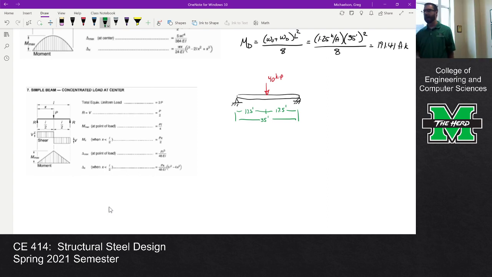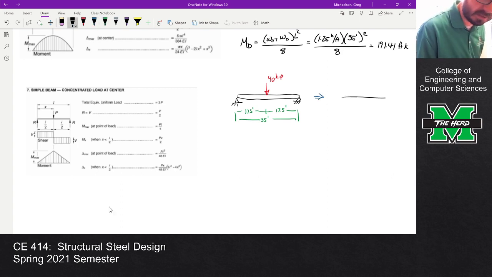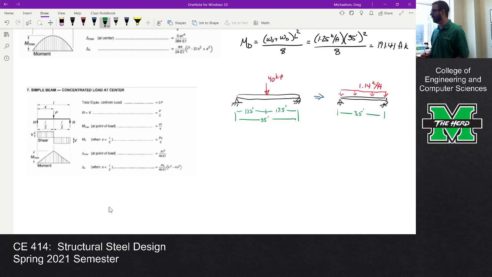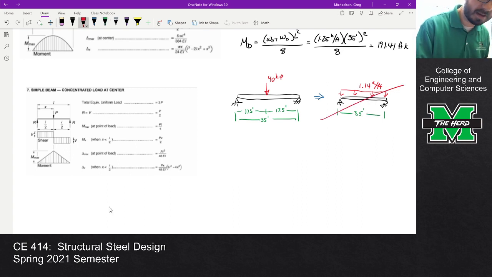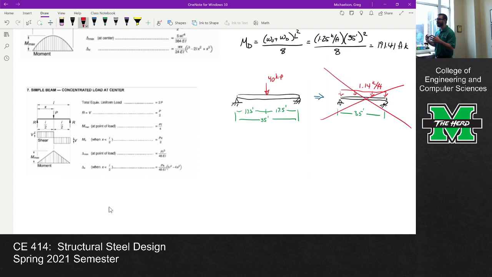Now, I want to be clear. If you try and take this and turn it into this, you try and say, well, let's just take that and spread it out, and let's say it's 1.14 kips per foot over a 35-foot beam. If you try and do that, that is wrong, because think about what we're computing.